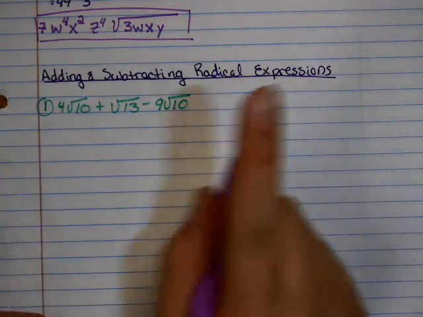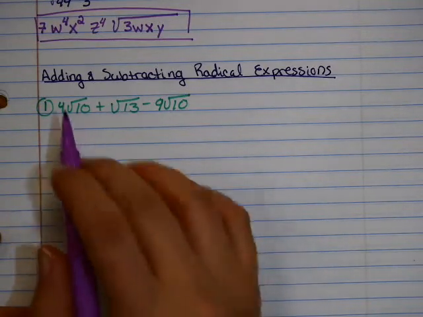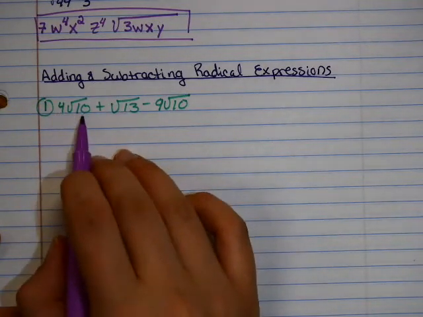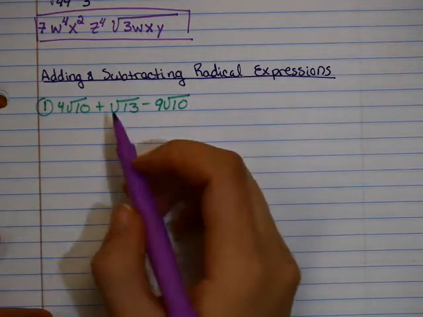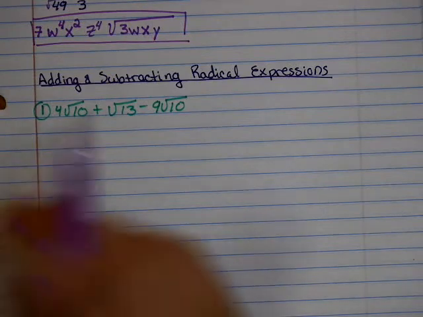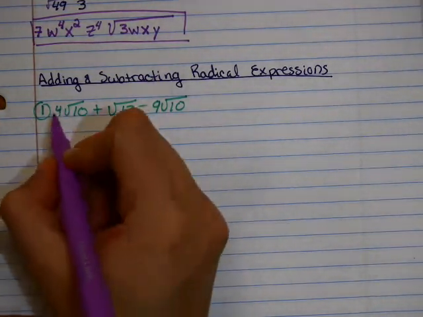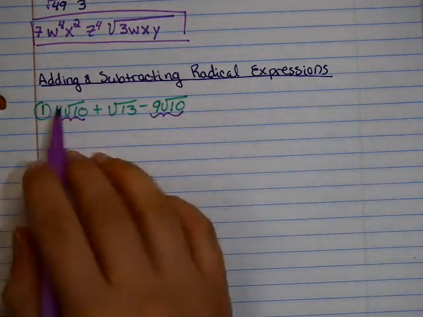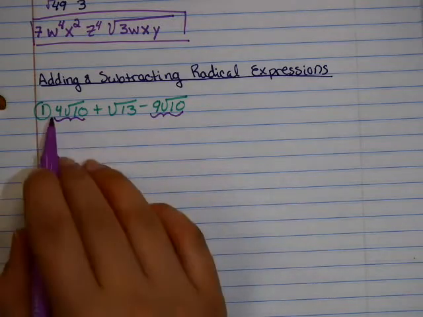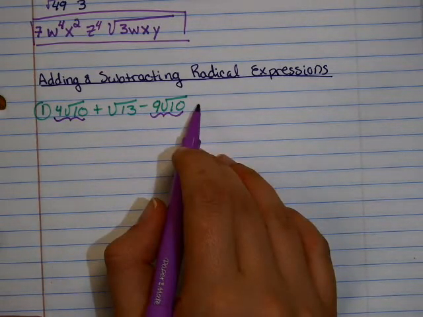So first, remember I'm going to check and see if they're in simplified form. Square root of 10, yes, it cannot be simplified. What about 13? 13 can't be simplified anymore, so I'm going to look at my common radicals, and I'm going to combine my radicals. So I have 4 square roots of 10 minus 9 square roots of 10.